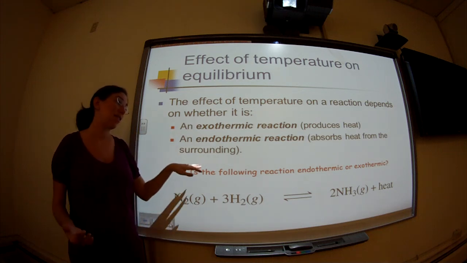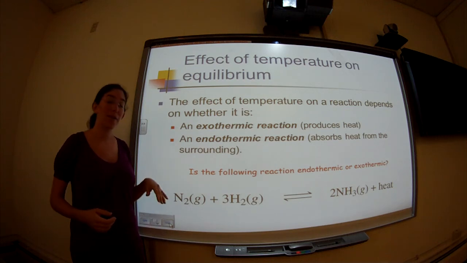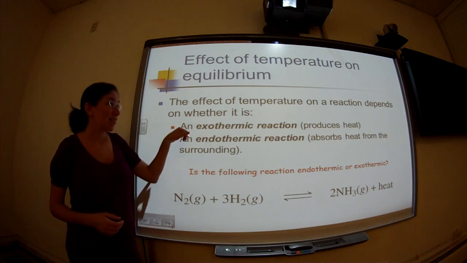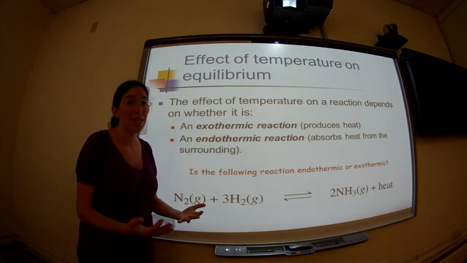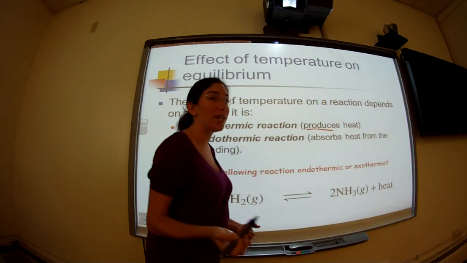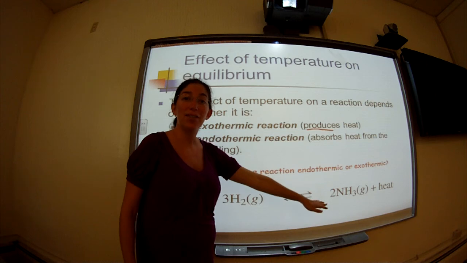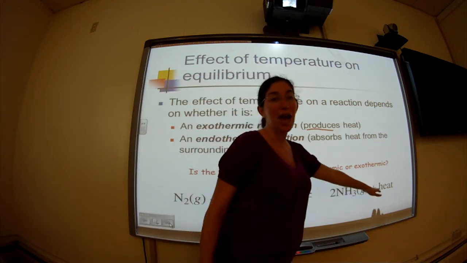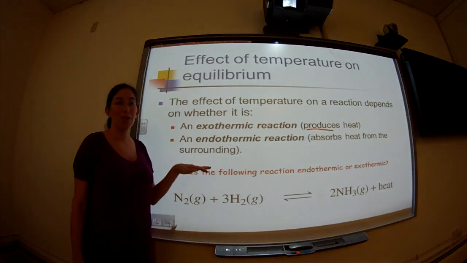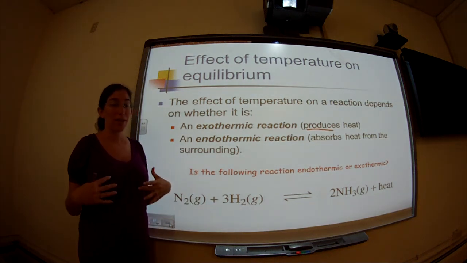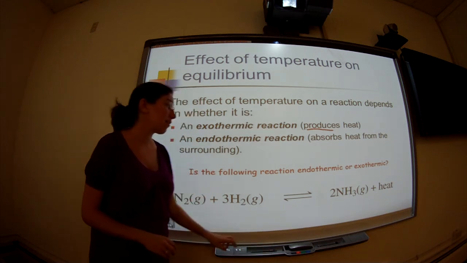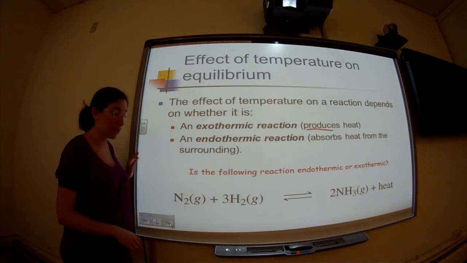I have this as a question for you here, but I'm just going to give you the answer. An exothermic reaction produces heat, so heat is a product. This would be an exothermic reaction. We could write heat in the products area as a product. An endothermic reaction uses heat. It absorbs it, so heat is one of the reactants. In an endothermic reaction, you would write heat on the reactant side.